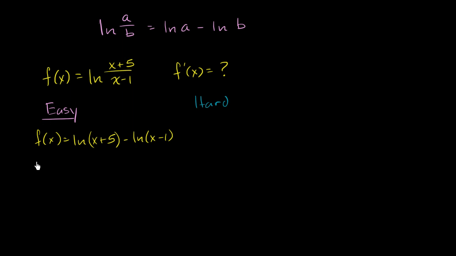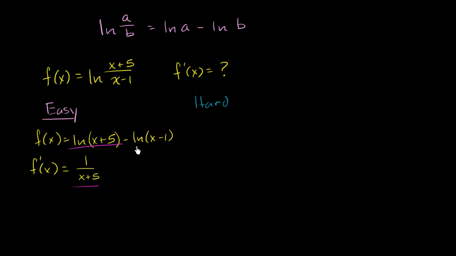And when we take the derivative now with respect to x, f prime of x, well, this is going to be the derivative of the natural log of x plus 5 with respect to x plus 5. So that's going to be 1 over x plus 5 times the derivative of x plus 5 with respect to x. I'm just applying the chain rule here. And that's just going to be 1. So the derivative of that is that.